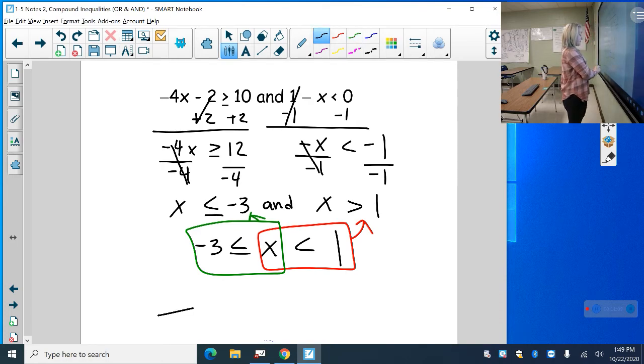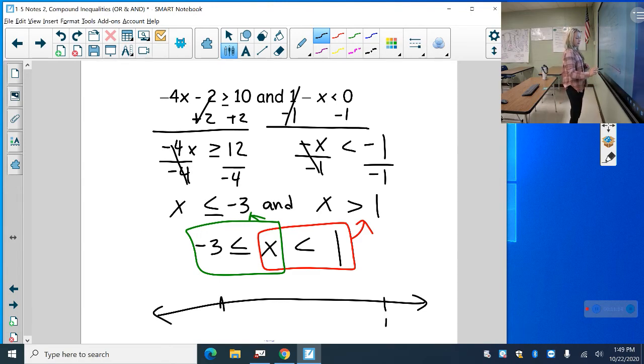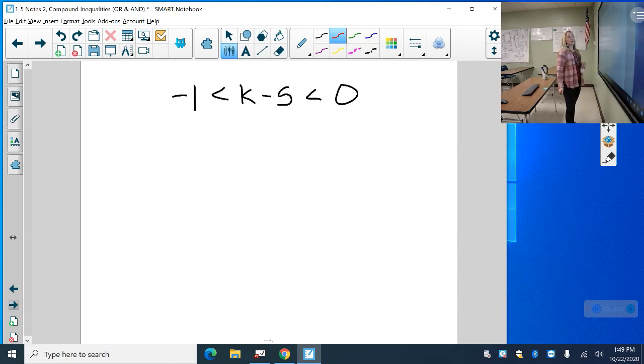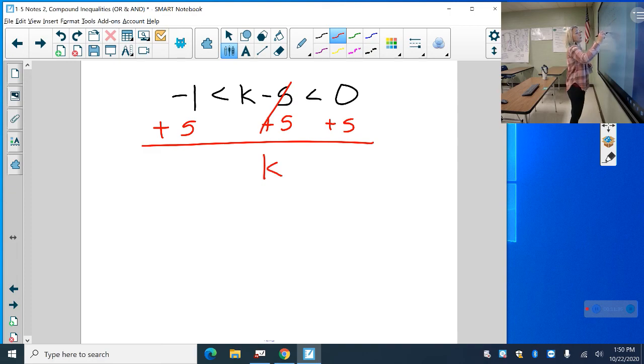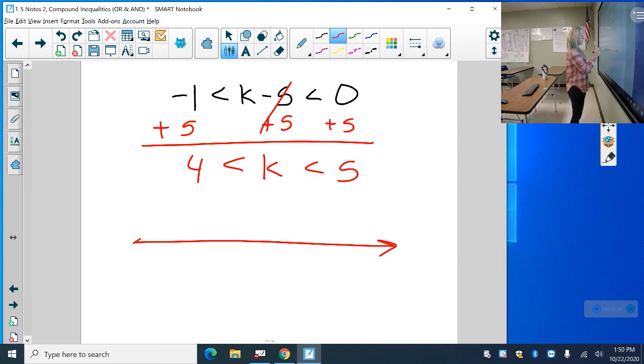Now if I go to graph it, I have 1 on this side, negative 3 on this side. I'm going to have an open dot on the 1, closed dot on the negative 3, and it's an "and," so I'm filling in the middle. All right, we'll do one more. This one, I'm going to add 5 to this inequality, and add 5 to this inequality. Remember, it's two inequalities. So we have k is less than 5, which is less than 4. So we're between 5 and 4. Here's 4, here's 5, open dot, fill in the middle.